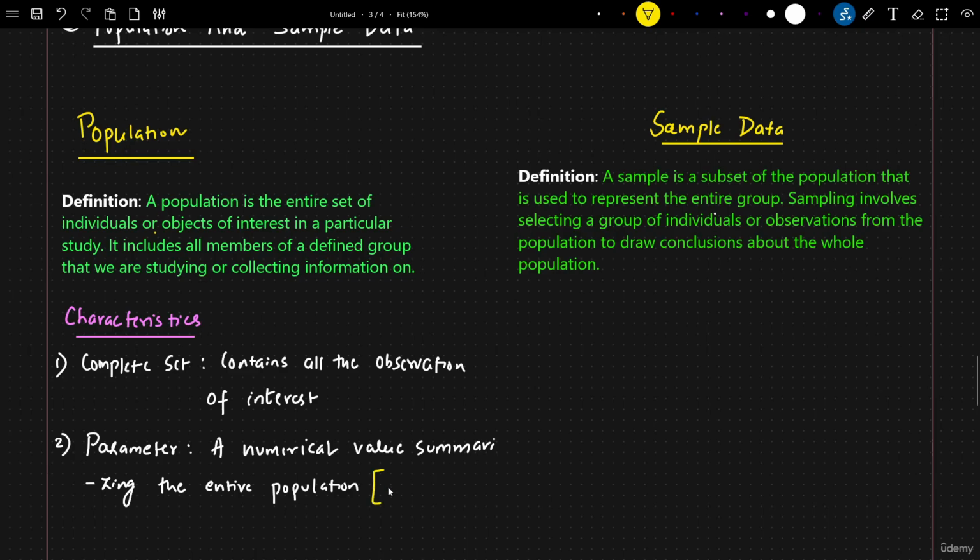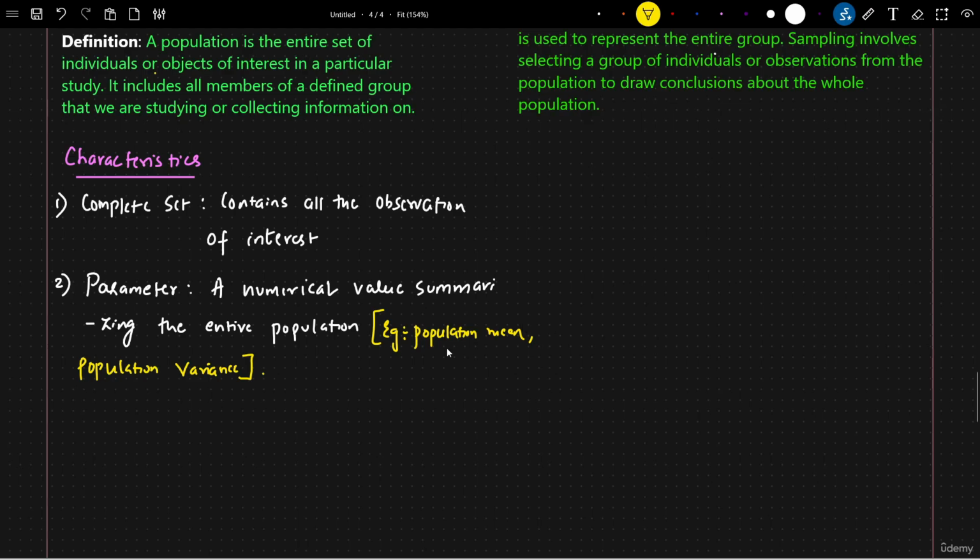Some examples we can specifically use are population mean, the average of all the population. The second example I can write is population variance. So this kind of examples we can use for parameters. Now whatever numerical value we get from population mean or population variance summarizes the entire population.